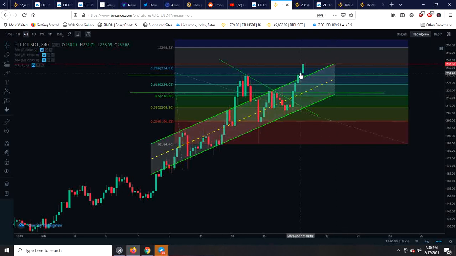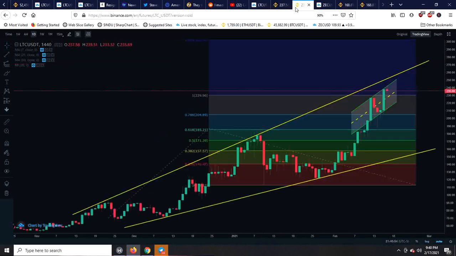So if we do get a pullback, guys, we'll be looking to see if we can hold this 230 area and of course the 224, and then even maybe the middle of this parallel channel. But we already know we got good support on any decent pullbacks at this 216.5, 217 area, just to give you an idea. Okay, so looking at the daily time frame, this is kind of interesting.